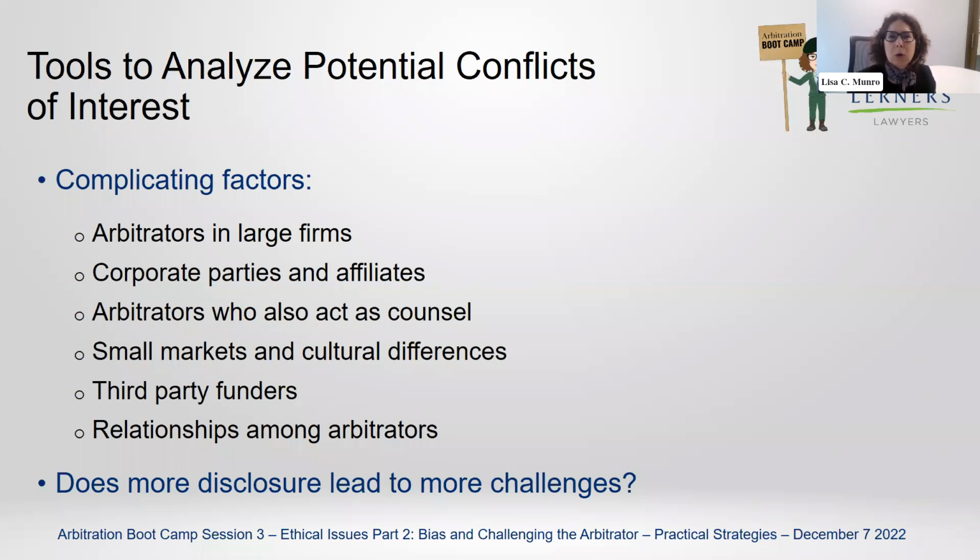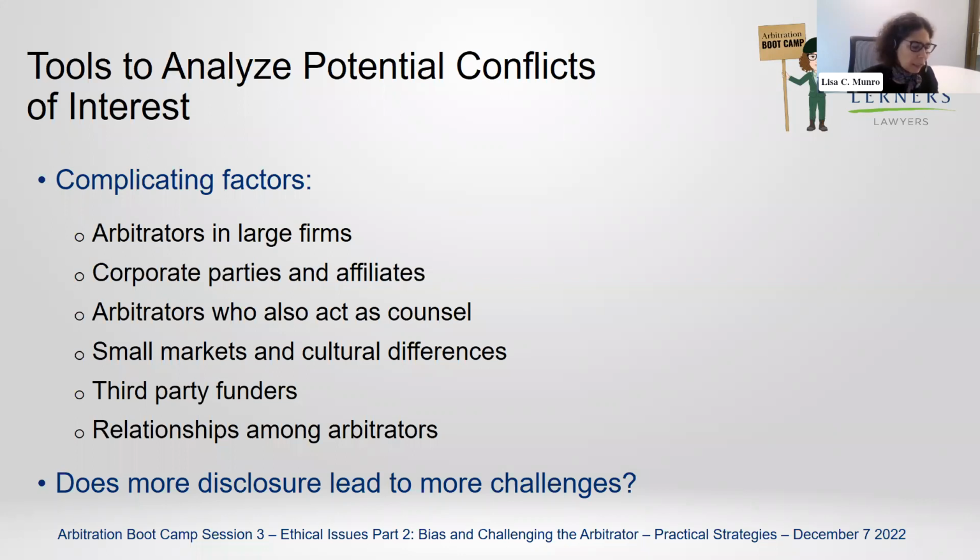So if you're doing a lot of work in the international environment, you may need to look at these guidelines slightly differently. Third-party funders is another example. Third-party funders are considered to be essentially parties like insurers. So if the arbitrator has a relationship with or an investment in, for example, a third-party funder, that is a disclosable issue.